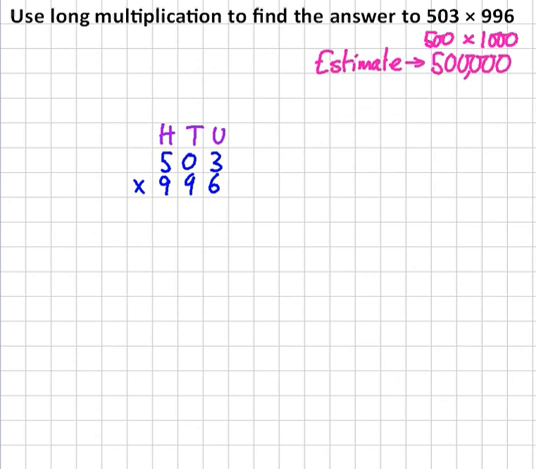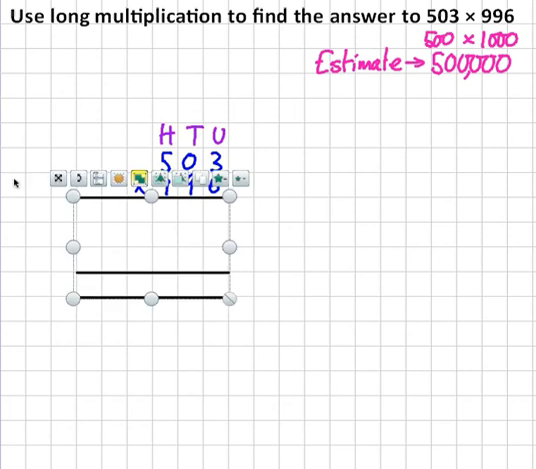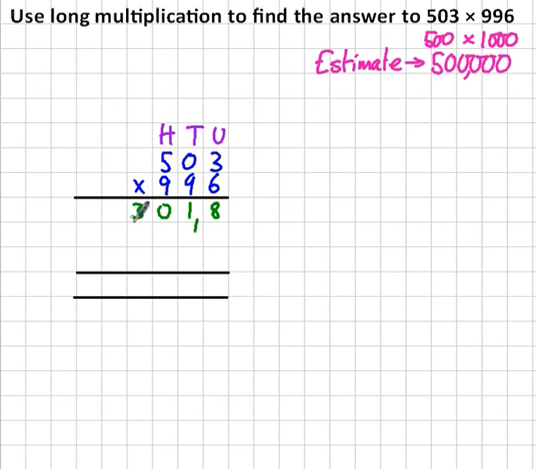Okay, so 503 times 996. I've got everything in place except for the underlining. There we go. Right, just trying to choose a colour. 6 times 3, first of all, 18. 6 times 0 is 0, plus the 1 that I was carrying is 1. 6 times 5 is 30.